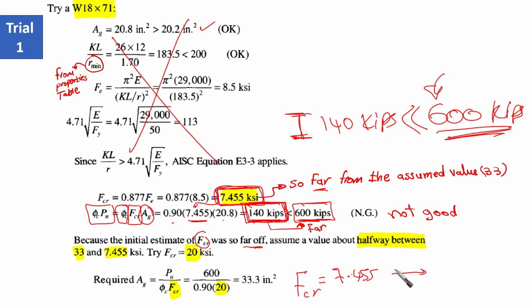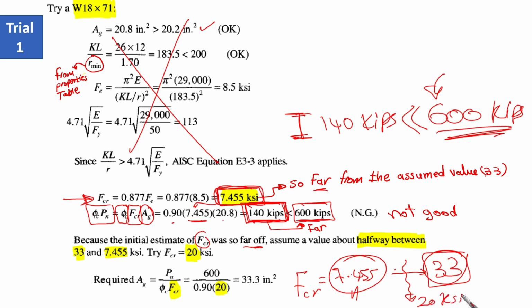And the other value that we have is 33, right? Now, this is the one that we have obtained from our trial, and this is the one that we have assumed before. Let's assume something in between, for example, let's take it 20 ksi. In this case, we are going to assume this 20 and obtain area gross again: P ultimate over phi_c times Fcr, which is times 20 here, is going to give us 33.3.